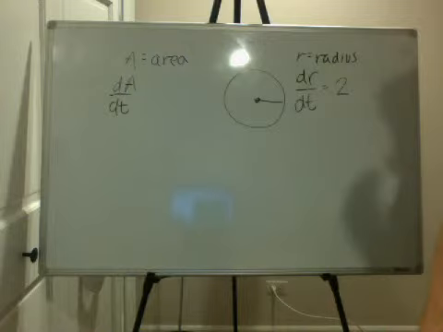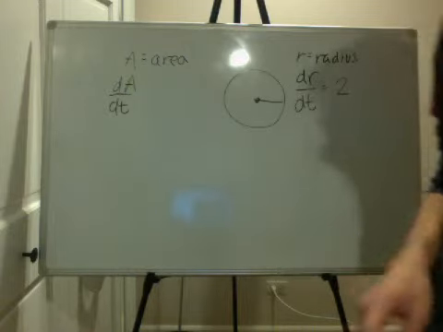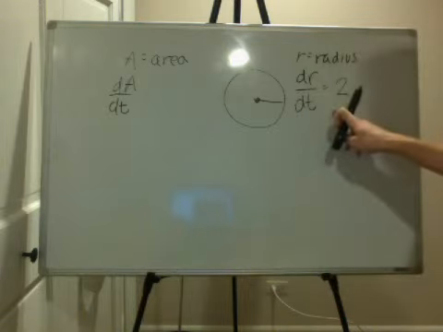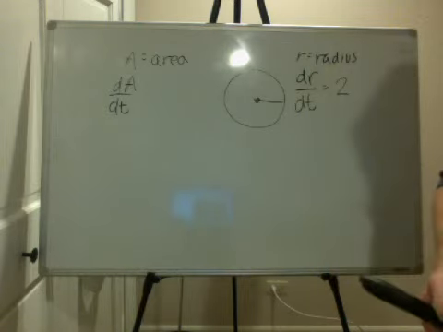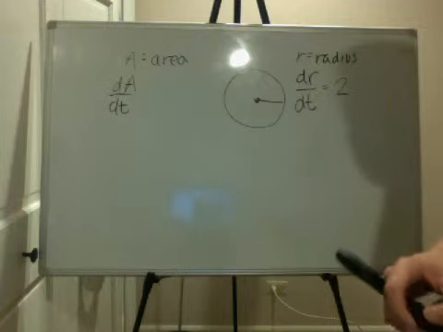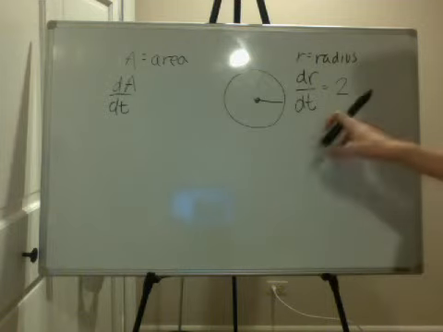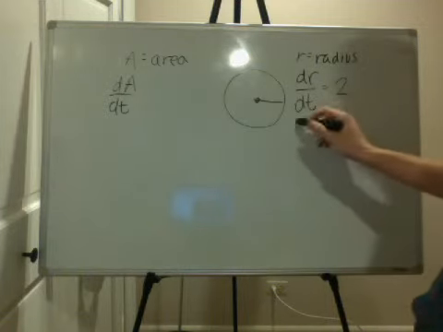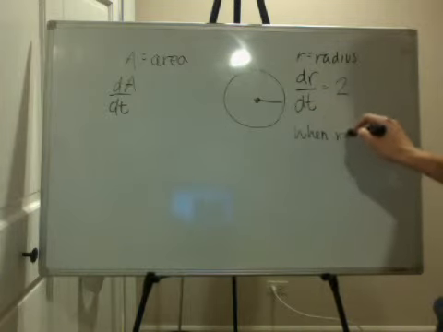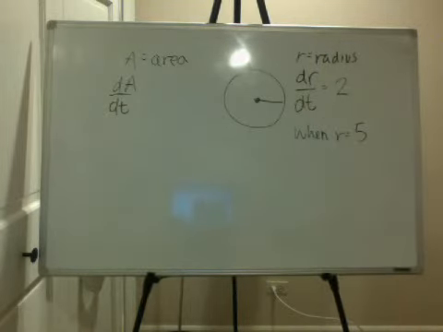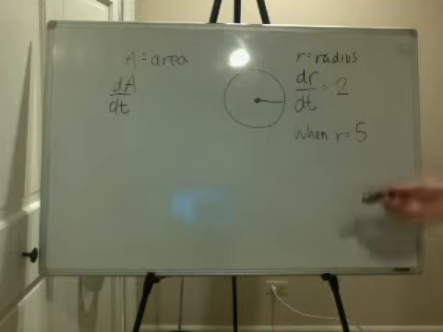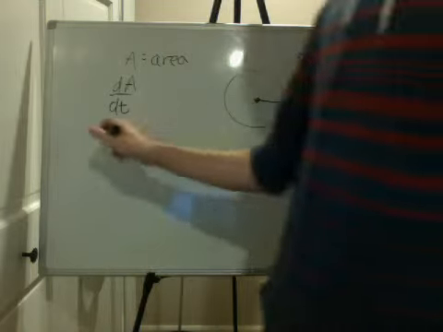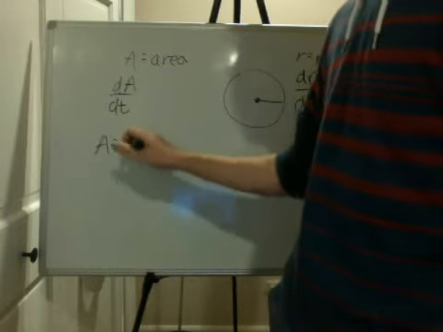And for that reason, you need to have a certain time that you're going to be finding the rate for. So let's say with this problem that we're looking for the rate of change in the area when the radius is 5, when r equals 5. We're going to start off by knowing an equation that relates the radius and area. Luckily, we know one. We know that area equals pi r squared.